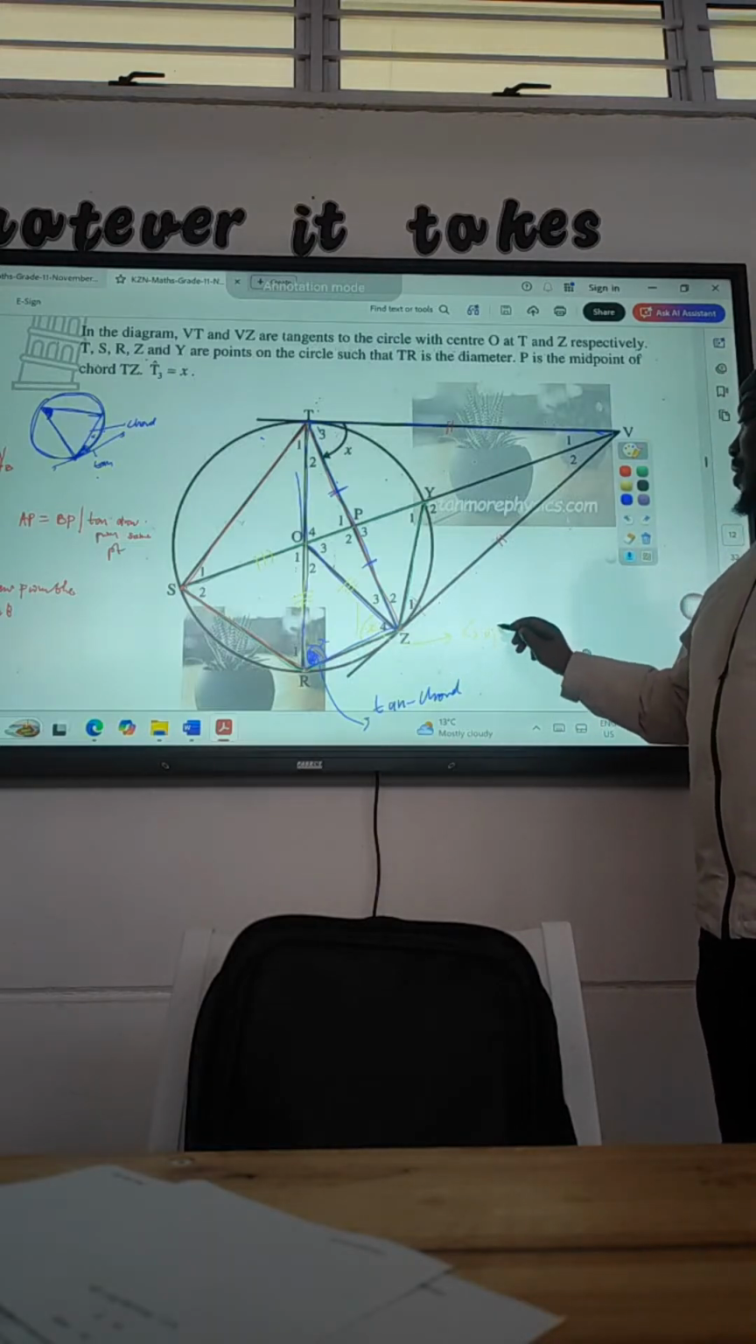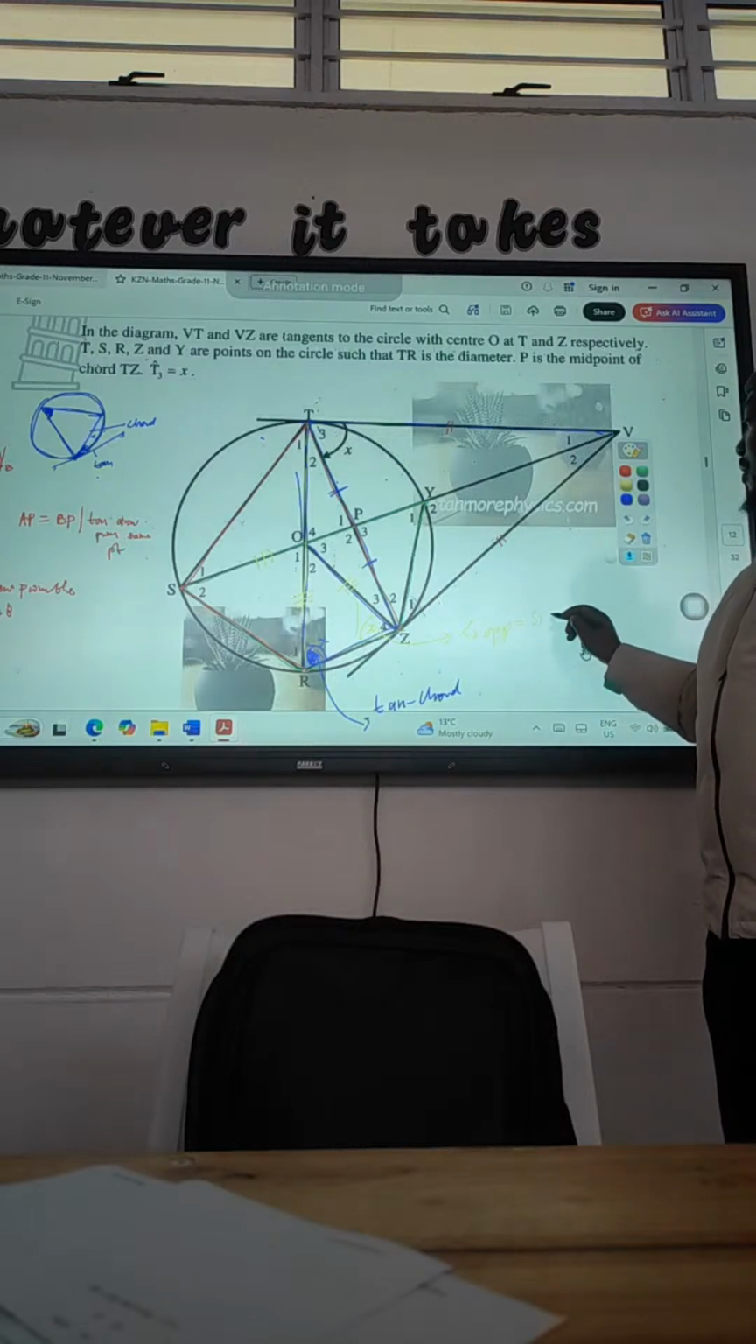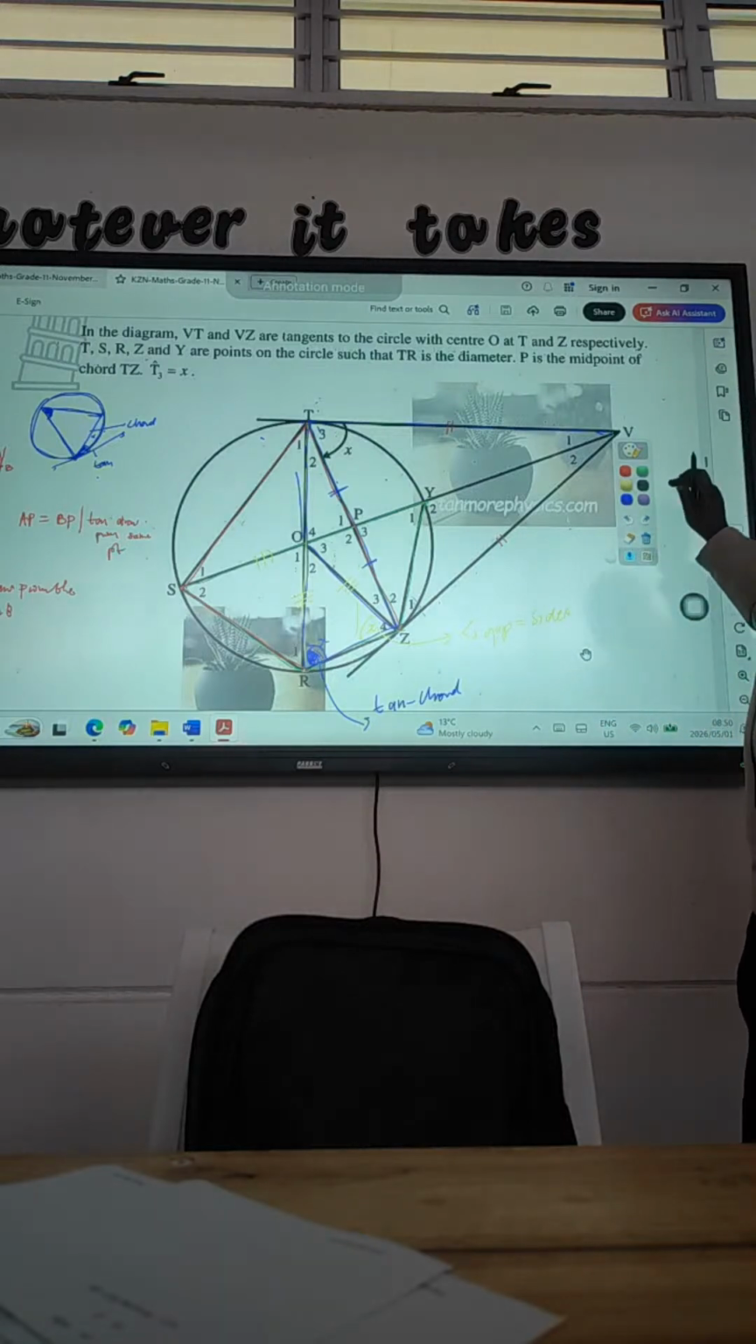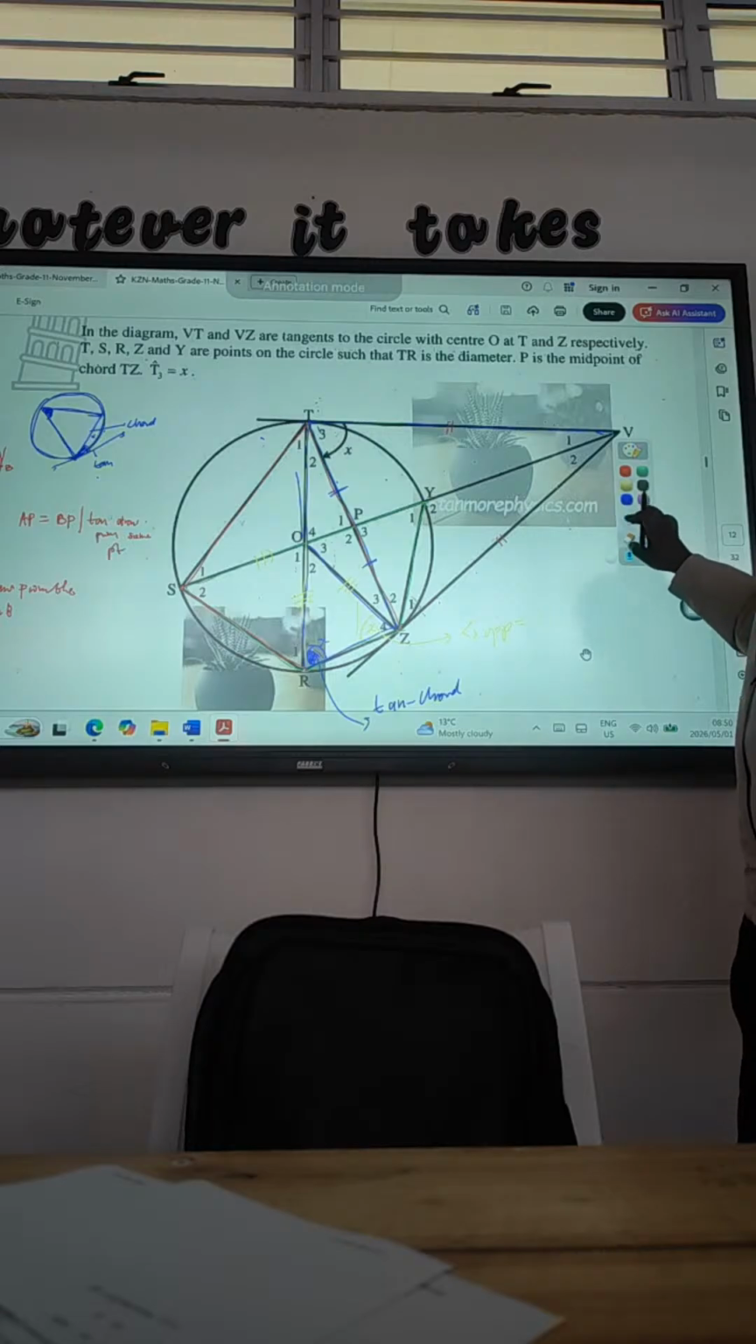And as opposite, I should not use yellow. You don't see. Yellow is for slow people, right?